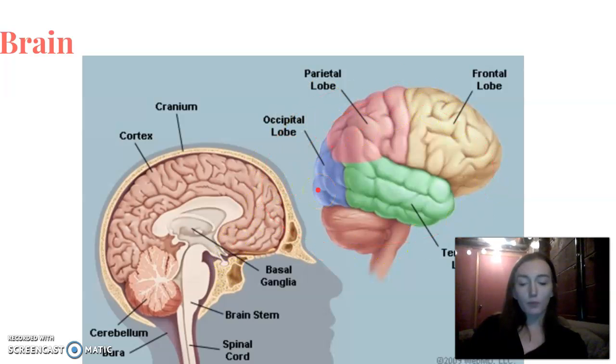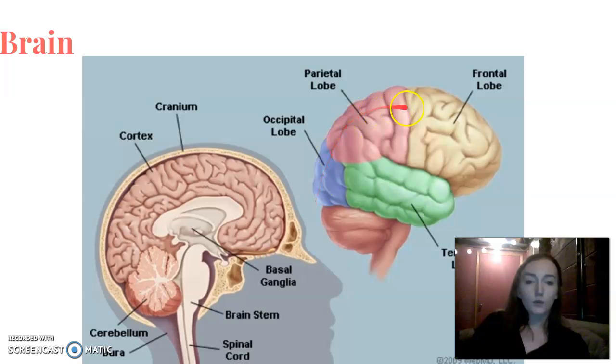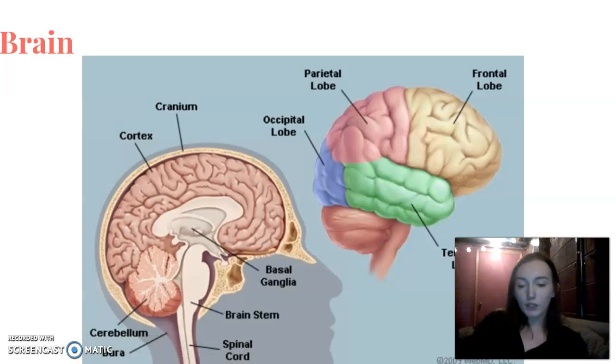The cerebrum is probably the biggest part of the brain. It has 4 different lobes: the occipital lobe, the parietal lobe, the frontal lobe, and the temporal lobe. It also splits into the right and left hemispheres, which you can't see from this picture, but it's just right down the middle. And then we have the cerebellum, which is in the back of your brain by your brainstem. And the cerebellum is what helps keep you balanced and helps with muscle coordination.